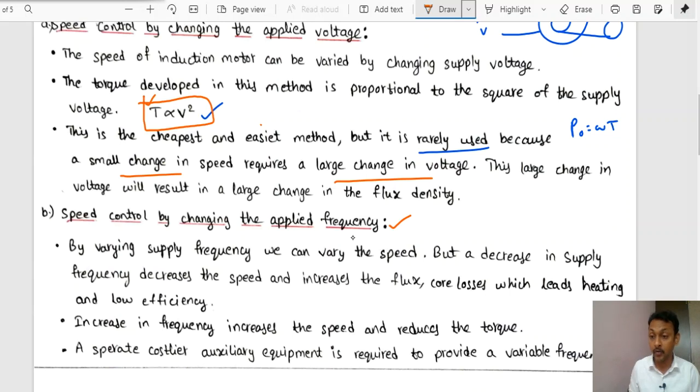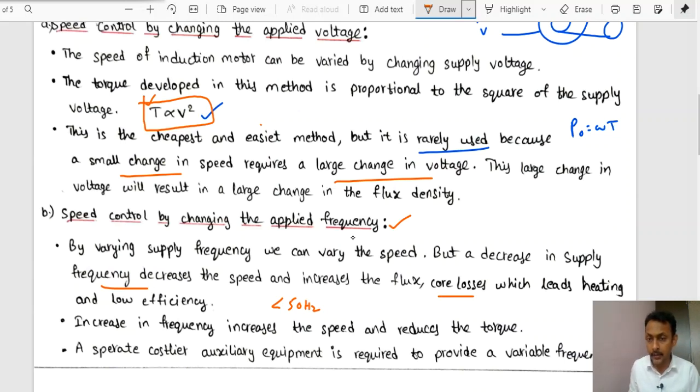Instead of giving a 50 Hz supply to the three-phase induction motor, we can give some other frequency. By changing the frequency we can control the speed, right? But we have to use separate drives. If you decrease the frequency of the supply below 50 Hz, a huge amount of losses will occur in the core. Once there are more losses, it leads to heating of the machine, and obviously the efficiency of the machine also comes down.